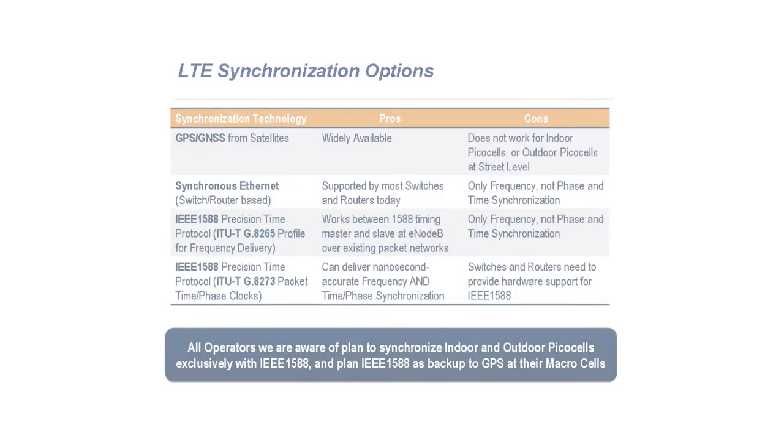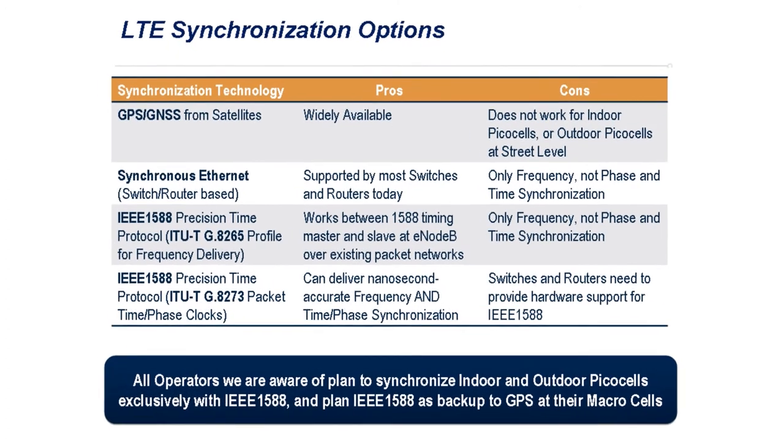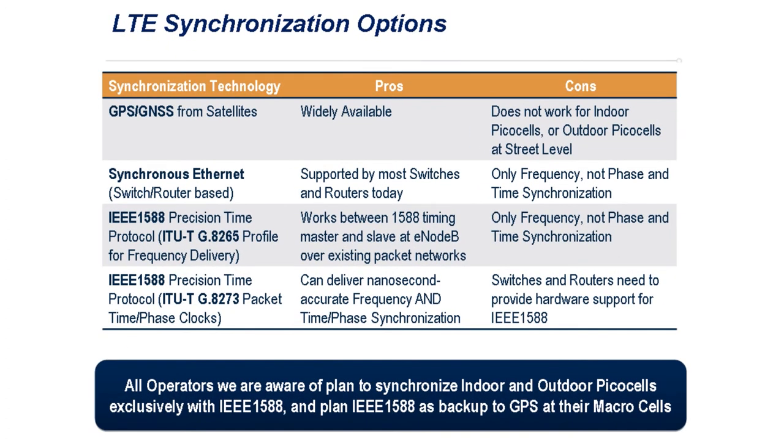Typically, particularly in the US, GPS, the Global Positioning System, is being used on macro base stations, but also a technology called IEEE 1588, where you can actually deliver synchronization to the base stations using a packet timing protocol. 1588 is also called Precision Time Protocol, PTP in short. And that actually has been used.